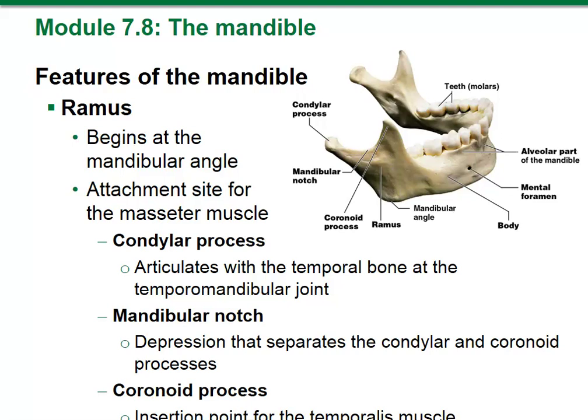Anyway, when we talk about the ramus, it begins at the mandibular angle. It's an attachment site for the masseter muscle. And then we have the condylar process, as I've mentioned. It articulates with the temporal bone at the temporomandibular joint. This is where people have a lot of trouble. And then the mandibular notch. That's a depression that separates the condylar and coronoid processes. And then you have the coronoid process at the front. This is the insertion point for the temporalis muscle.